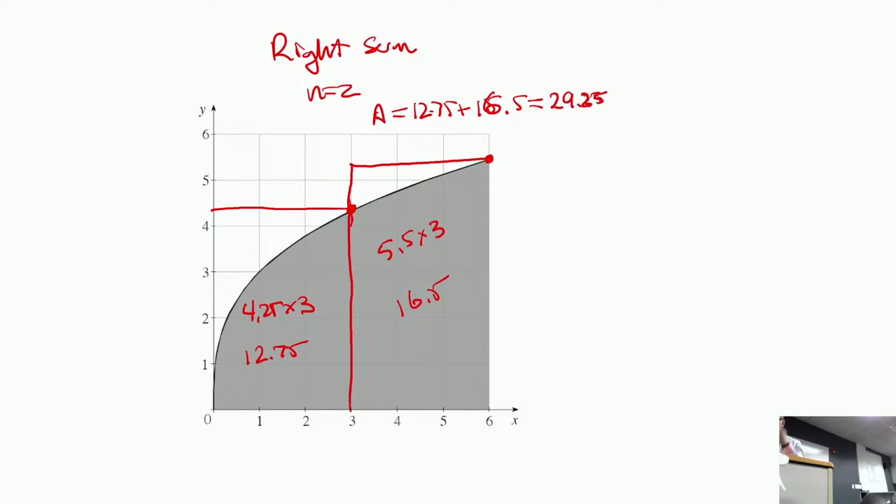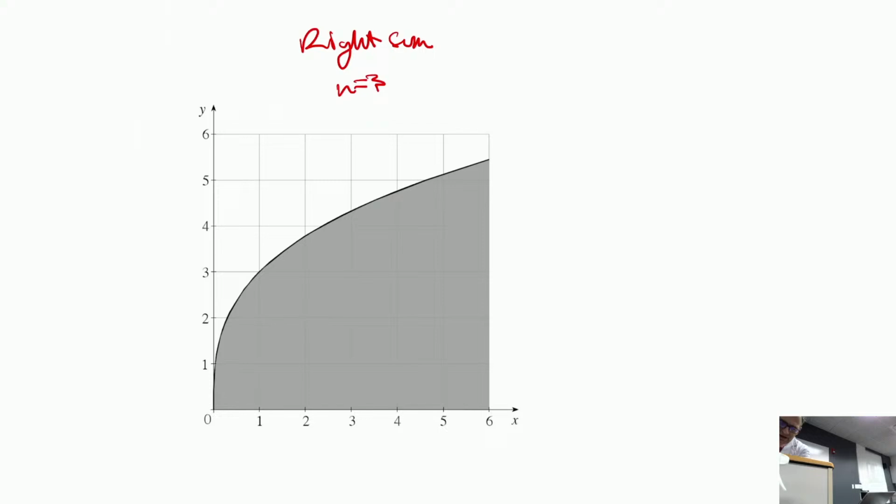But once again, you know that this is going to be an overestimate. This is too big, isn't it? You're overestimating by quite a bit over here. It's not quite as bad as the underestimate was, because the underestimate ignored a whole bunch of area, but it still is an overestimate of the actual area. So let's do the same thing with the right sum when n equals 3.